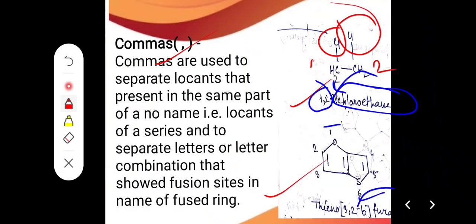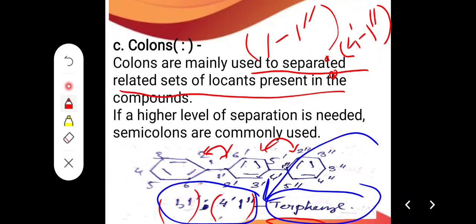Now the whole of the summary: first, the comma is used to separate out the locants in between them, which should be present in the same part of the compound. Okay, and it is also used in brackets. These are the examples. Second one, colons.